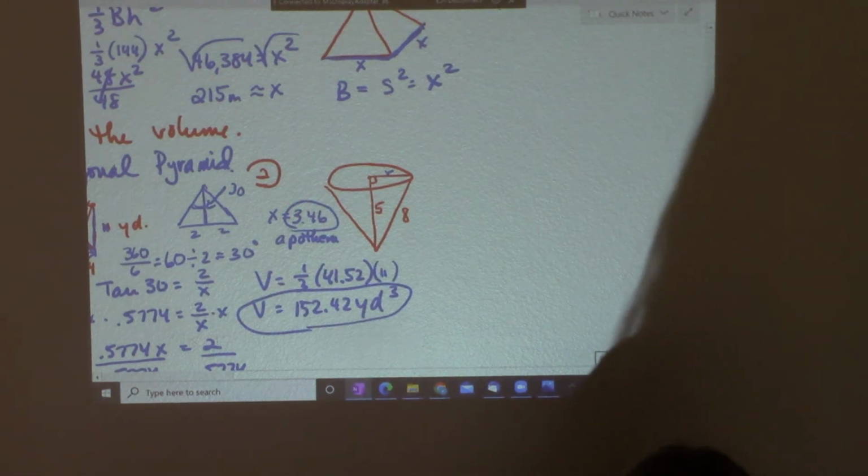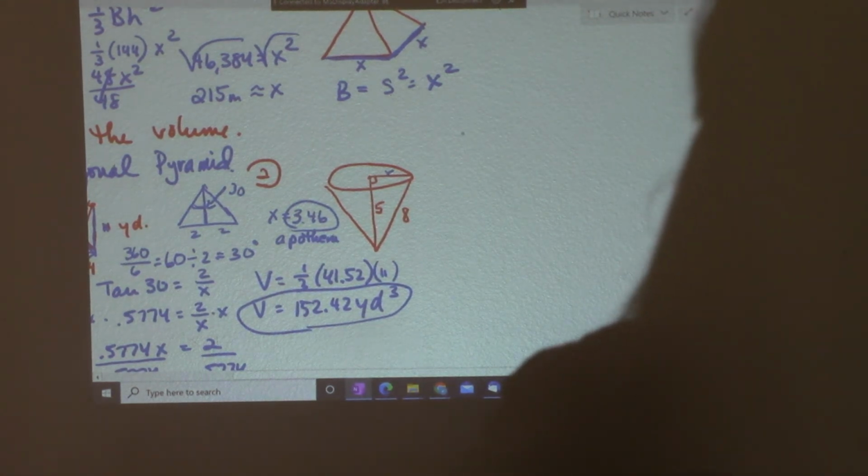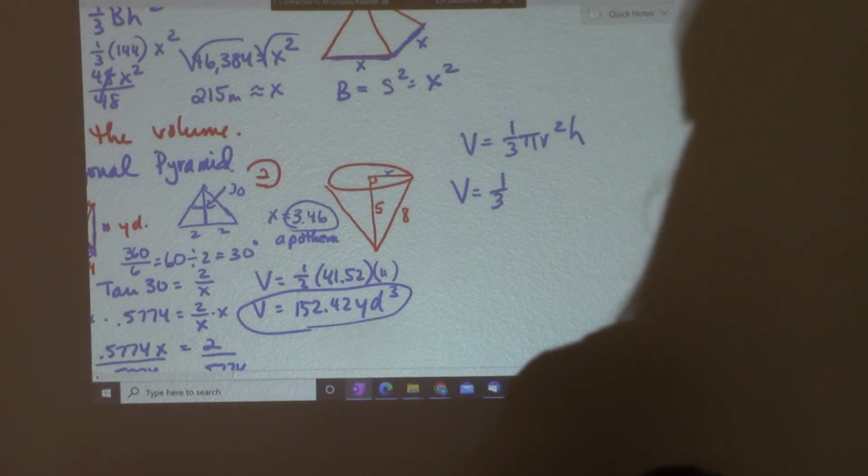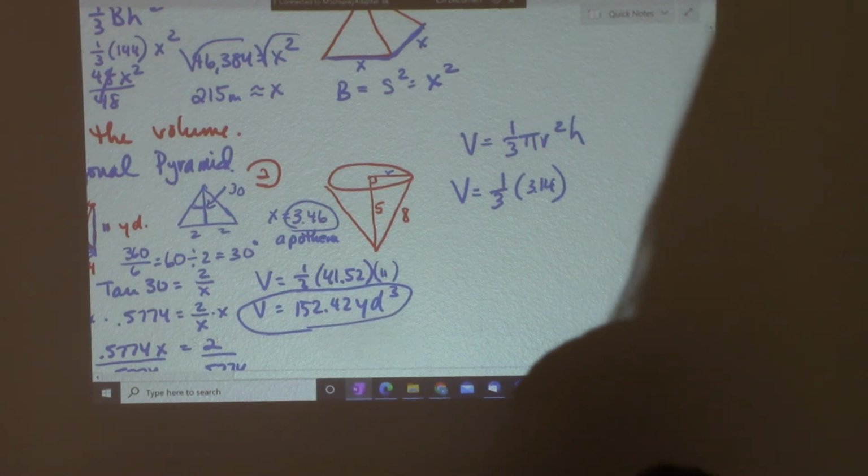So let's do number 2. So my volume is going to be 1/3 pi r squared h. So then this is 3.14. Now hang on a minute. Oh, I have this written wrong. I am so sorry. Well, let's just do it the way I had it. Okay, we'll just leave it.